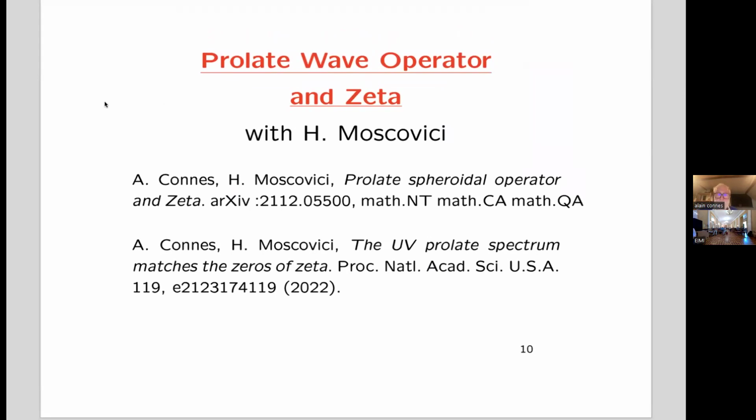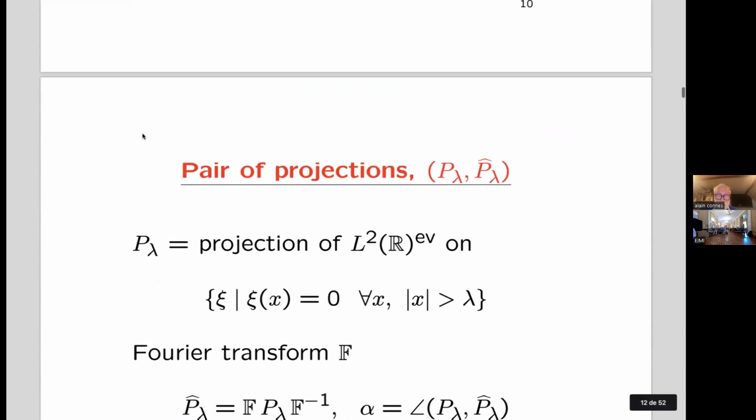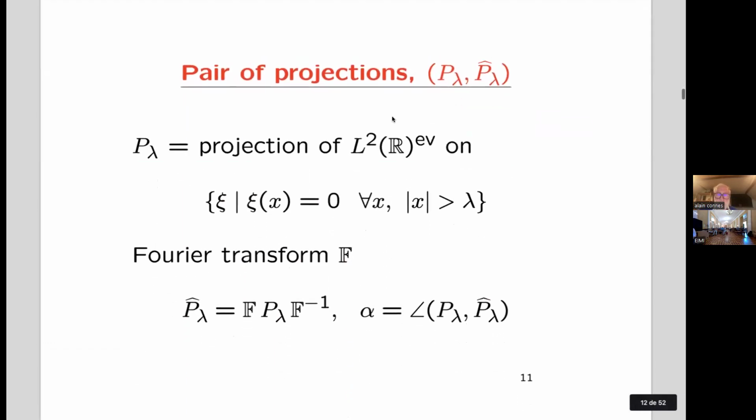And in order to make a cutoff, I was considering two projections in the Hilbert space of even functions on the line. So you consider L2 functions on the line which are even, and now for each lambda, you consider the projection coming from a cutoff, namely you take functions which vanish outside the interval minus lambda, lambda. This is a projection, perfectly fine. Of course, it's infinite dimensional, and it corresponds to localized functions.